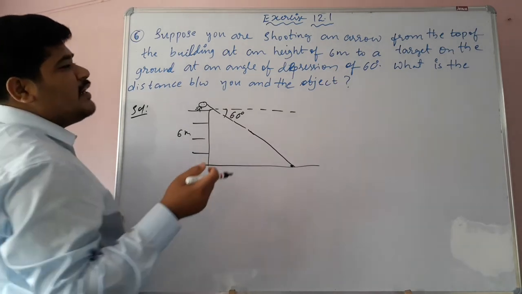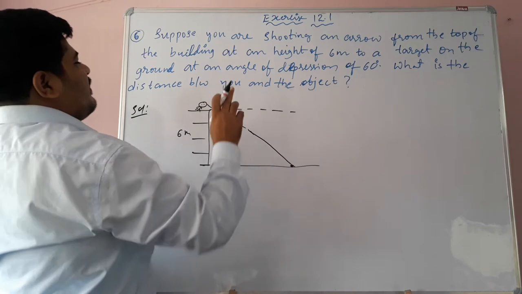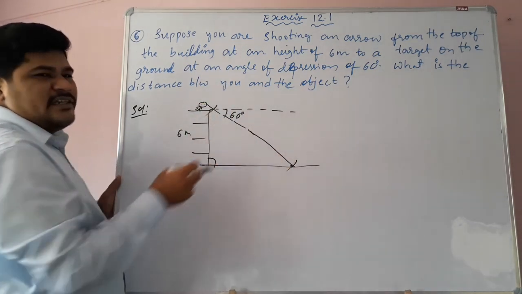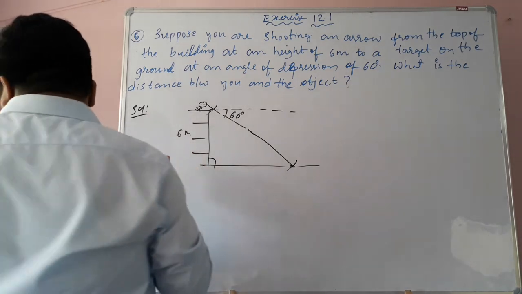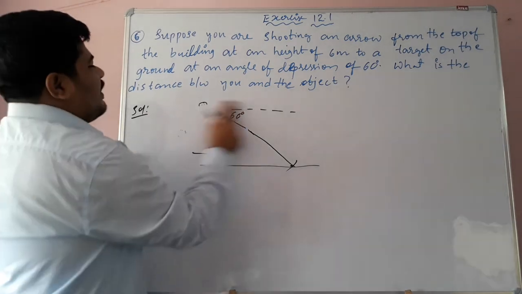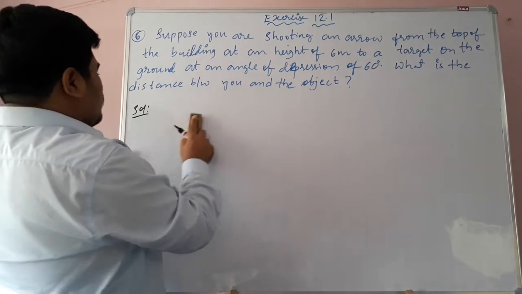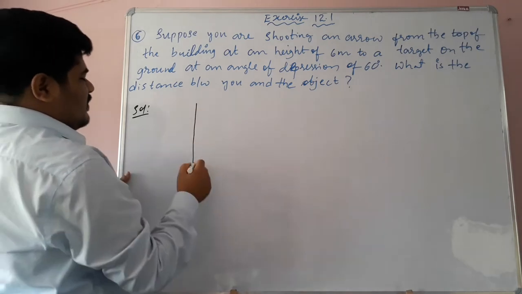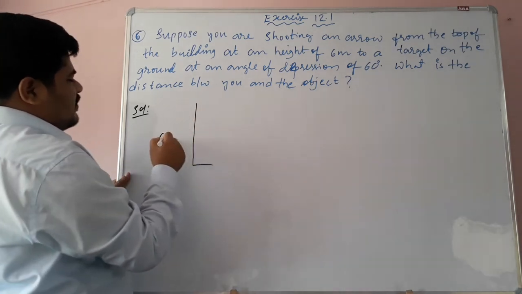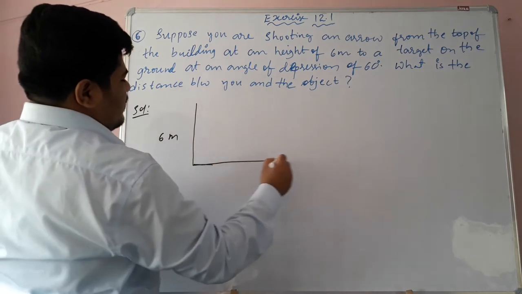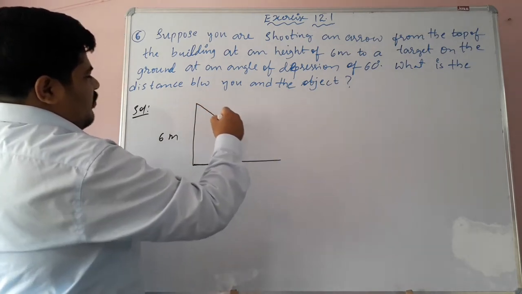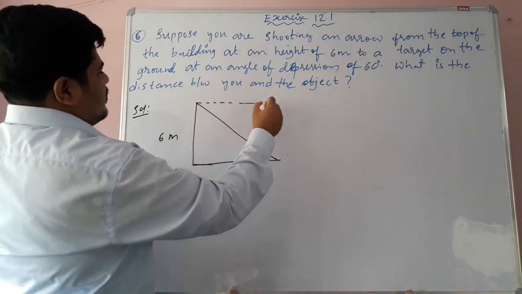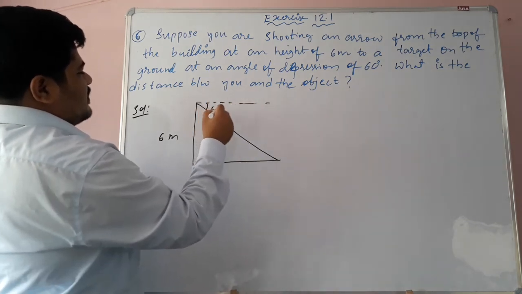So what do we need to find? The distance between you and the object, meaning this length. So it's nothing but what? The hypotenuse, right? Okay, so students, I will draw the diagram neatly. We have to draw lines instead of buildings, that we know already. Suppose like this. Okay, this building and height of 6 meters, and the angle of depression. So what is the angle of depression? The horizontal line, and the angle of depression is 60 degrees.